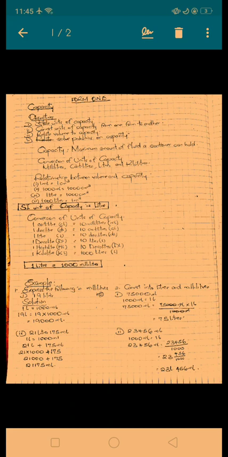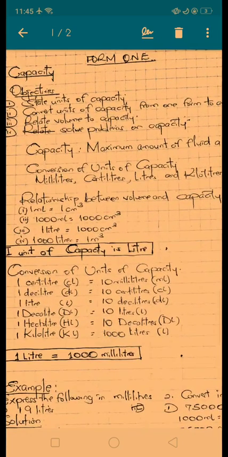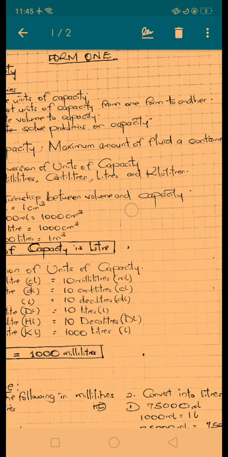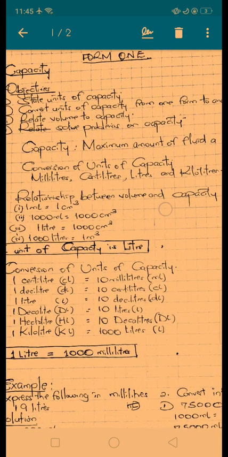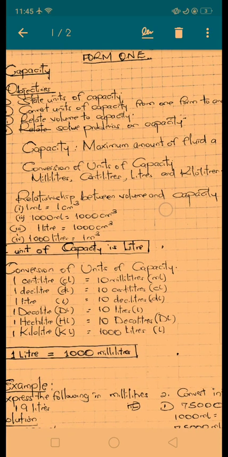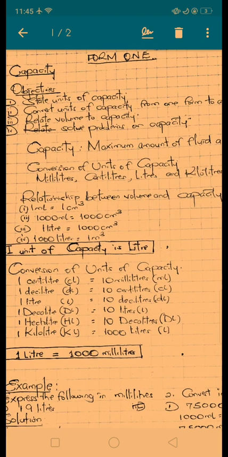You have already been taken through volume, and you know the volume is just the amount of space a container has. Now in capacity, the objectives will be: we should be able to state units of capacity, convert units of capacity from one form to another, relate volume and capacity, and solve problems on capacity.